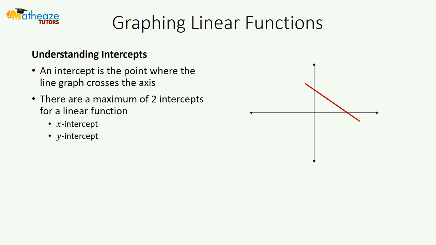Now, an intercept is a point where the graph crosses the axis. For a linear function, we have two intercepts. We have the x-intercept, which is where the graph crosses the x-axis. And then we have the y-intercept, which is where the graph crosses the y-axis. So this is your y-axis here. This is your x-axis.